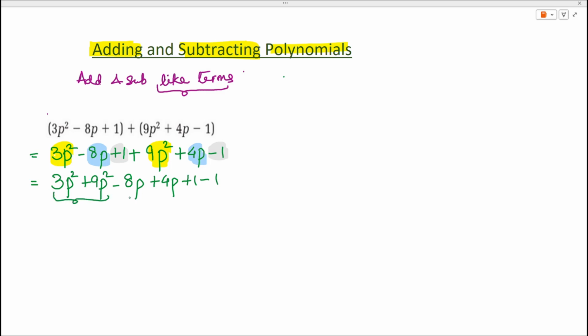Now these like terms can be simplified together. So 3p square plus 9p square gives us 12p square. Negative 8p plus 4p gives us negative 4p, and 1 minus 1 is 0, so we don't need to write it. So this is what we get.